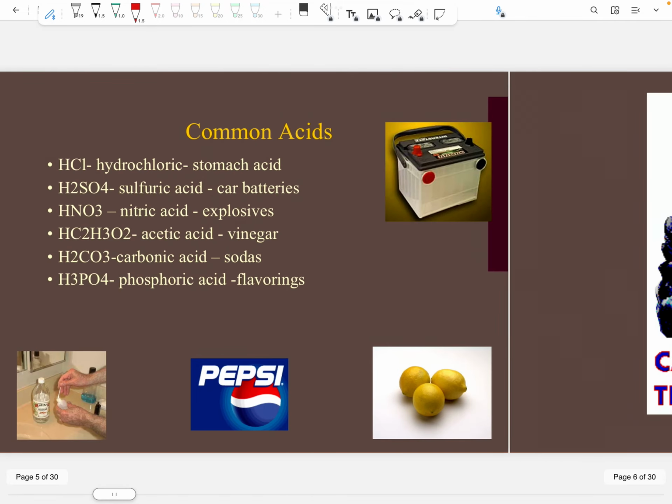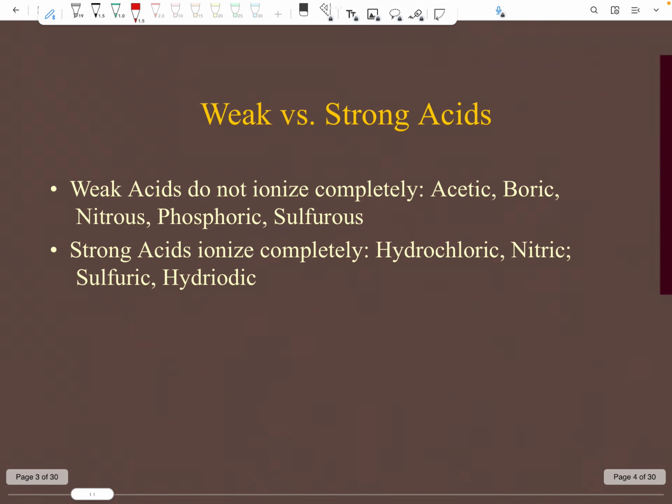So let's take a look at weak acids versus strong ones. Weak acids do not, what we call, ionize completely. That means they do not dissociate into water. We just got done with dissolving, so I guess you can compare that to salt not dissolving all the way in water. They don't ionize completely. They don't break down into their component parts.